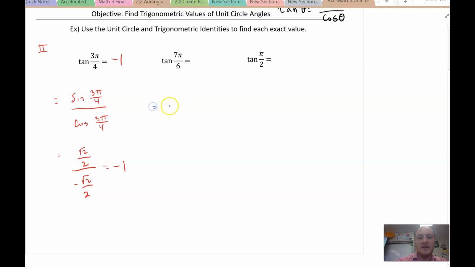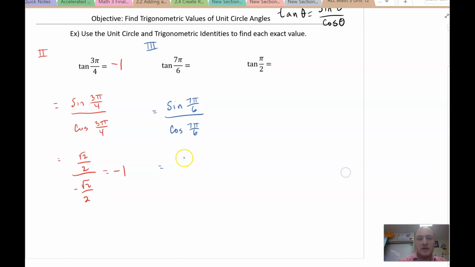All right, so I know that this is, again, sine over cosine. So 7 pi over 6. This is just past 6 pi over 6, right, which is pi. So this is going to put it in quadrant 3, where everything is negative. Okay, and my y value is negative 1/2. My x value is negative root 3 over 2.